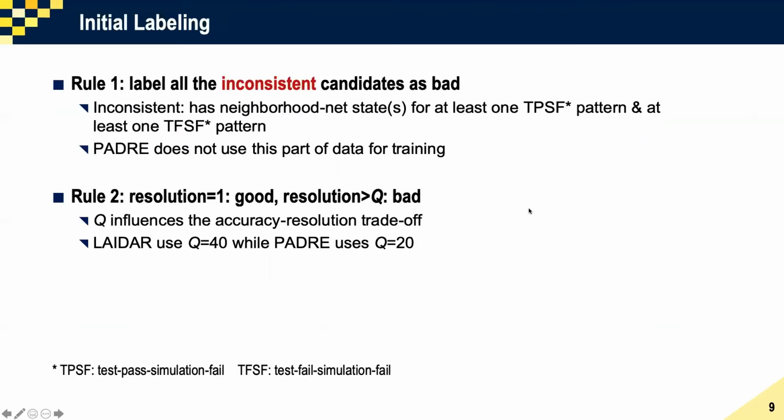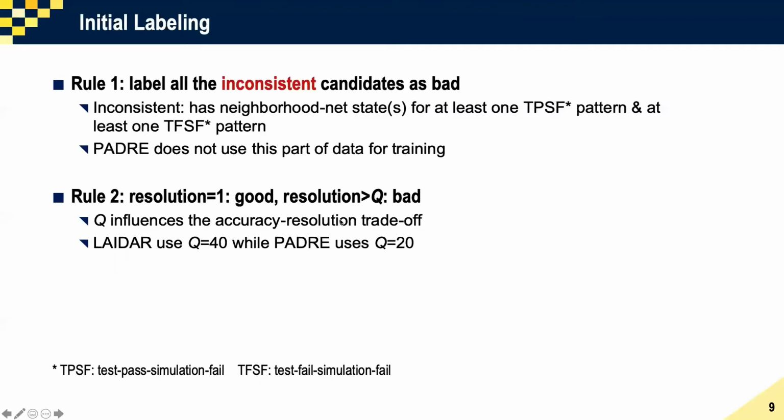For initial labeling, we use 2 rules. We first label all the inconsistent candidates as bad. Inconsistency indicates the candidate has neighborhood net states for at least 1 TPSF pattern and at least 1 TFSF pattern. PADRE excludes these samples from training, but we show in the paper that they are actually very useful.